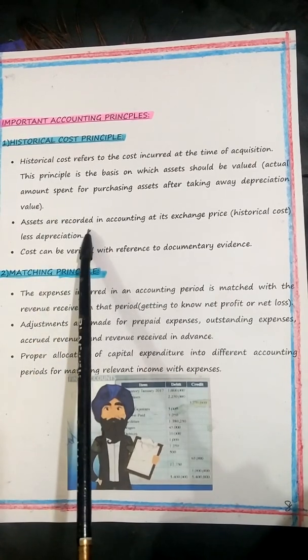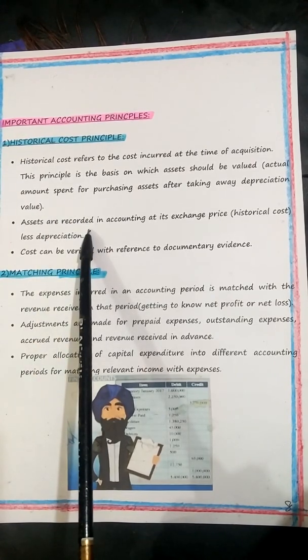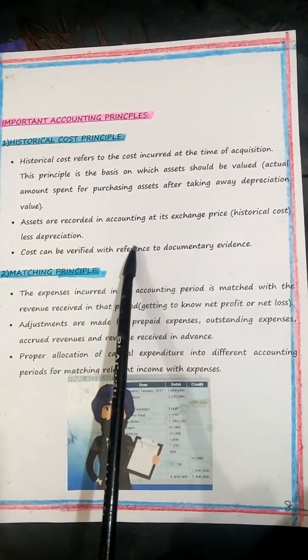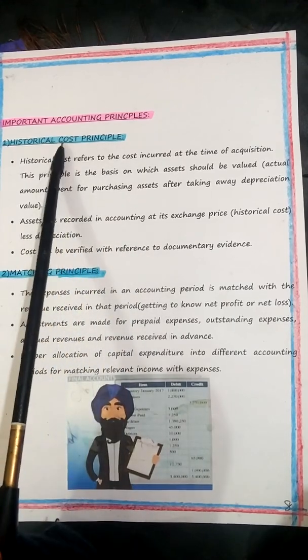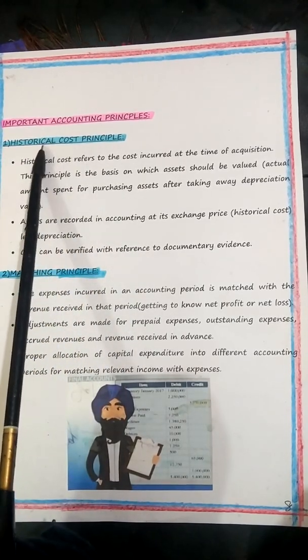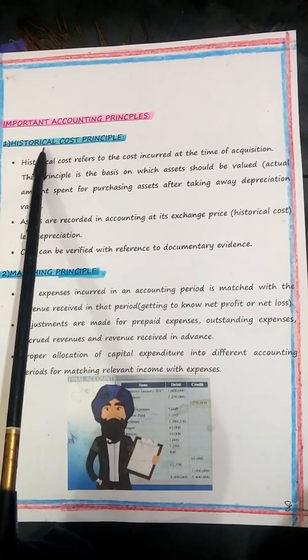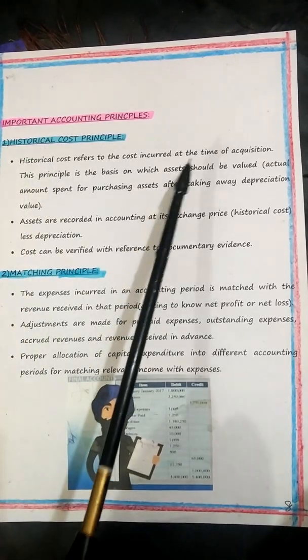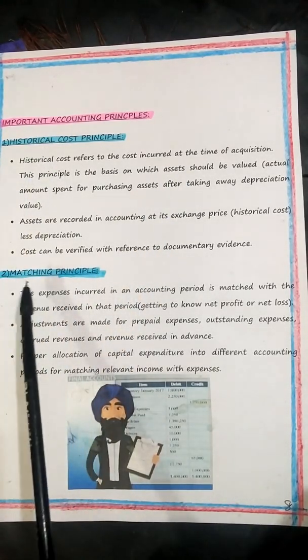This principle is important, children, for the people to read the balance sheet or in analyzing the books of accounts of the company. So historical cost is very important because it's the actual cost which is incurred or spent at the time of acquisition of assets. Second one is matching principle.